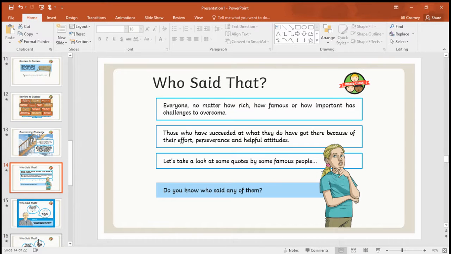Okay. So there are some really famous quotes that make you think about how you can overcome a challenge and make you believe that you can be the best you can be. Everyone, no matter how rich, how famous, or how important, has challenges to overcome. Those who have succeeded at what they do have got there because of their effort, perseverance, and helpful attitudes. So what we're going to do is look at some quotes by some famous people. See if you recognise any of them.